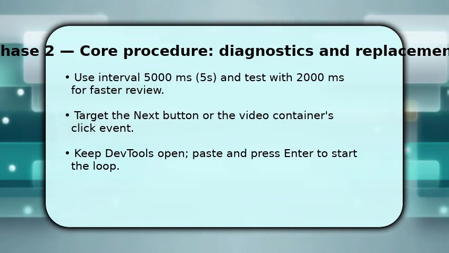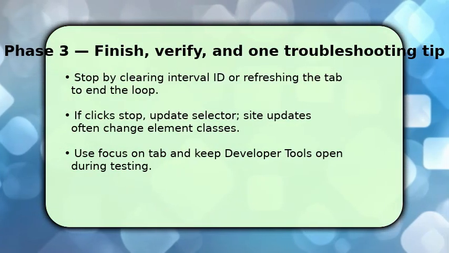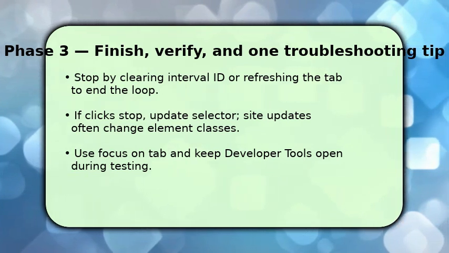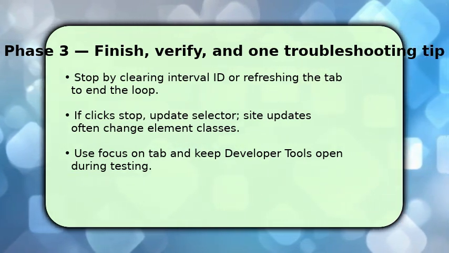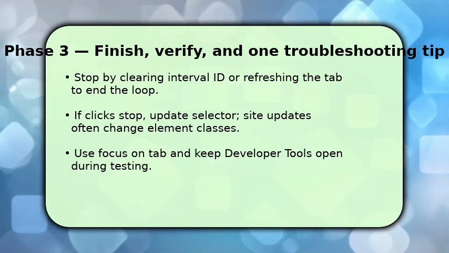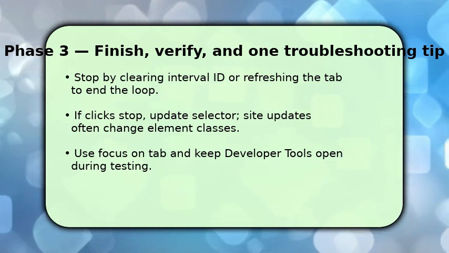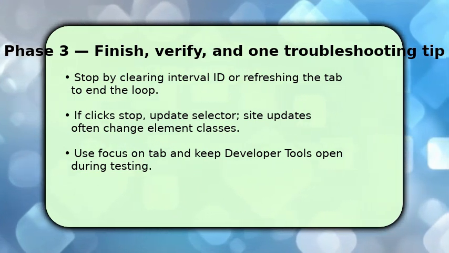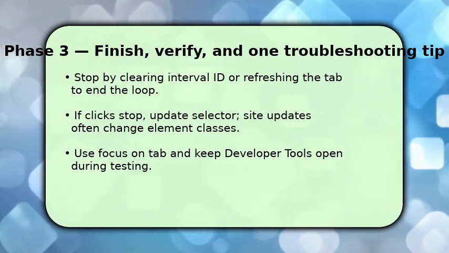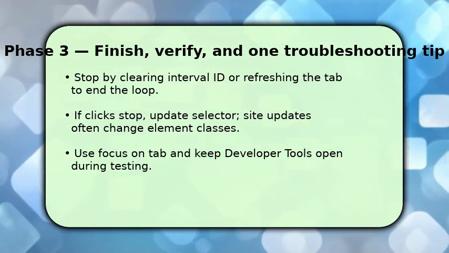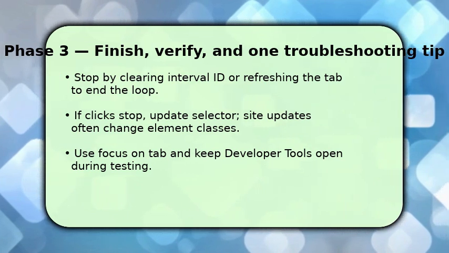To finish, clear the interval in the console or simply refresh the tab. That stops the automated clicks instantly. If the script stops working, first check the selector. The Shorts UI changes frequently, so replace the query selector with the current button or video container element. Also make sure the tab has focus and DevTools remain open during testing.